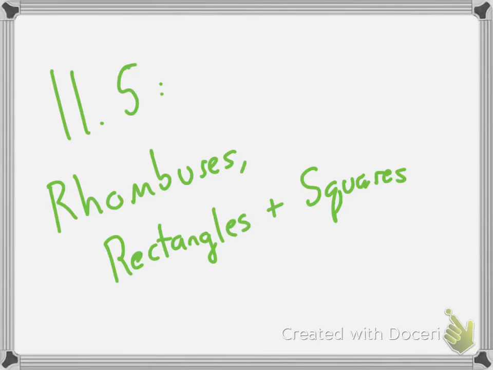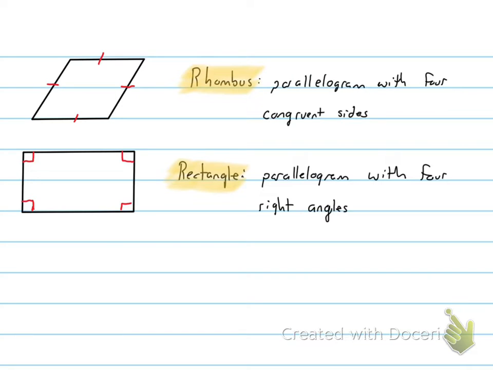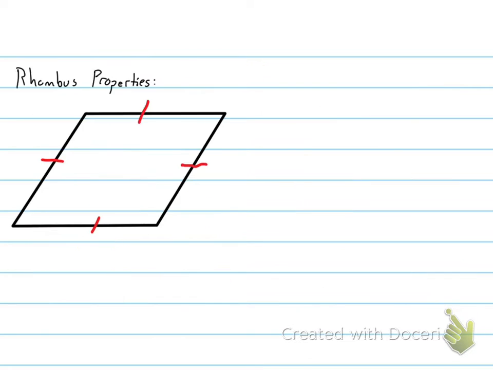In section 11.5, we're going to talk about rhombuses, rectangles, and squares. So a rhombus is just a parallelogram with 4 congruent sides. A rectangle is a parallelogram with 4 right angles. And a square is the combination of the two, so it's a parallelogram with 4 congruent sides and 4 right angles. So it's really just a blend of a rhombus and a rectangle.